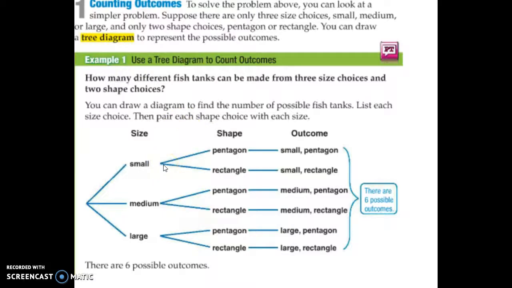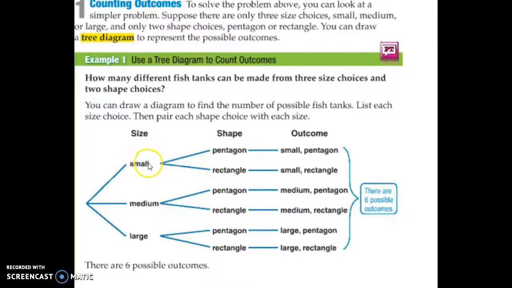So let's look at this one here. How many different fish tanks can be made from 3 size choices and 2 shapes? All right. So with a tree diagram, you start off by making branches to the first option. There's 3 sizes. There's small, medium, large. So a branch to small, a branch to medium, and a branch to large. Off of those branches, there's 2 shapes. You can have a pentagon or a rectangle.